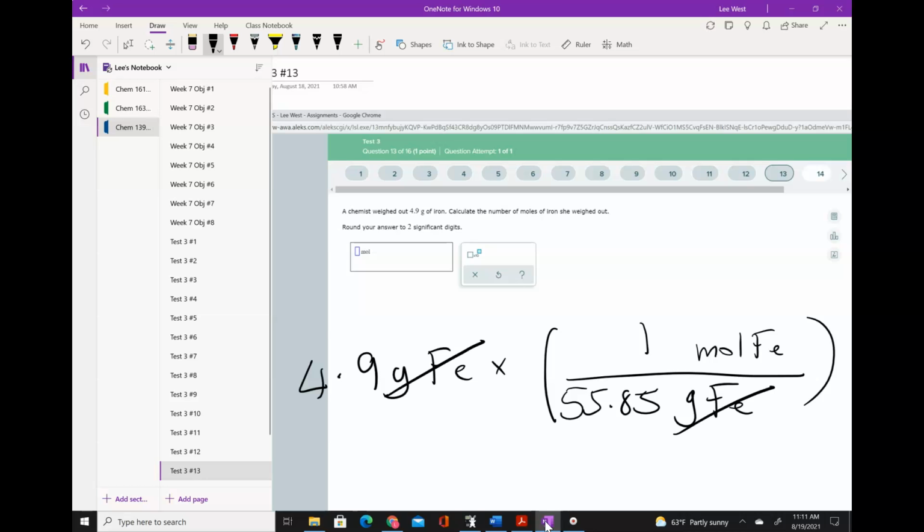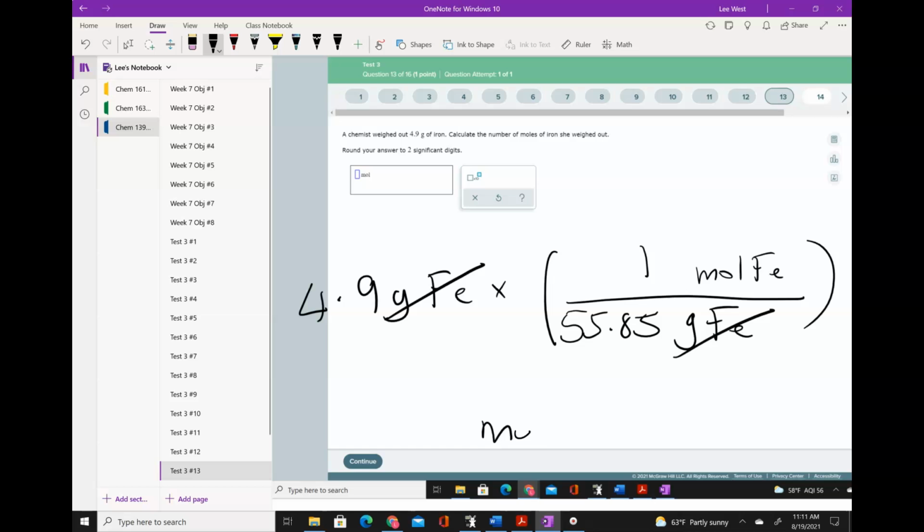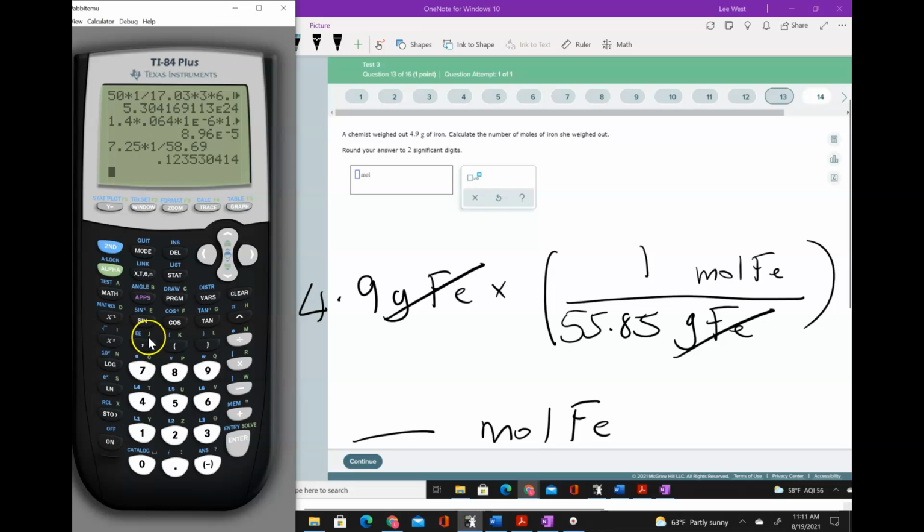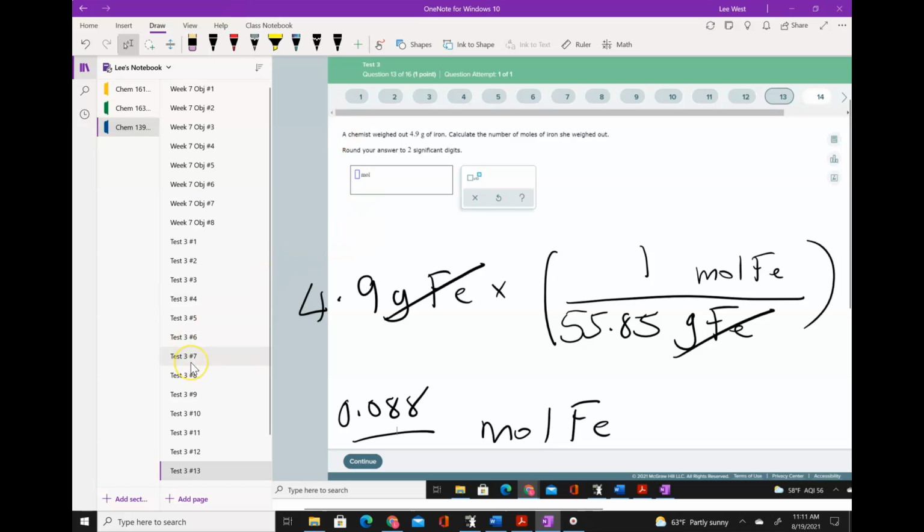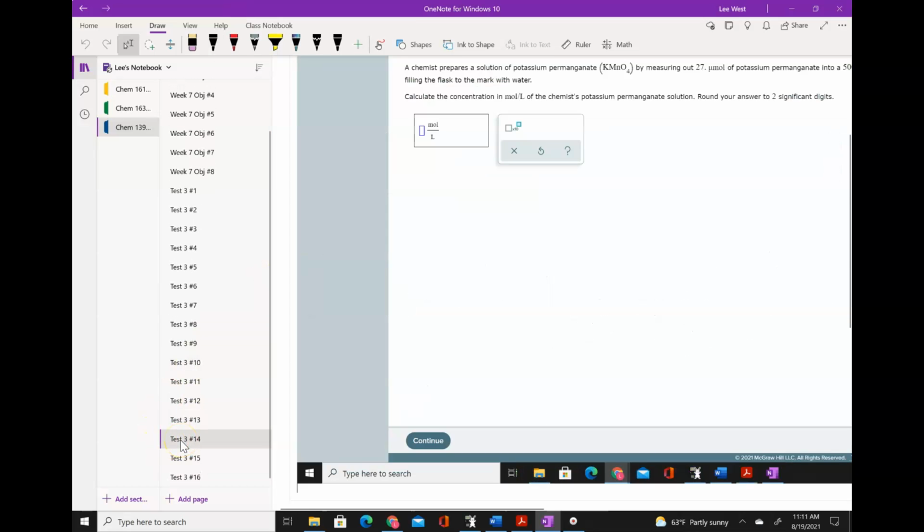Check our units before we put anything into the calculator, and we know that we've got it right, and we want 2 significant figures. So really, everything should be a foregone conclusion before you put it into the calculator. Now, 4.9 grams is going to be a little less than 1/10 of a mole, so we want a number that is a bit smaller than 0.1. See what we get. There we go. So to 2 significant figures, this is going to be 0.088 moles of iron, which is a little less than 0.1. Looking good.